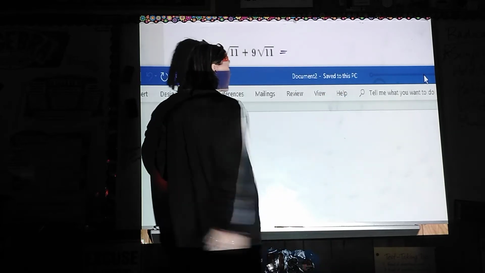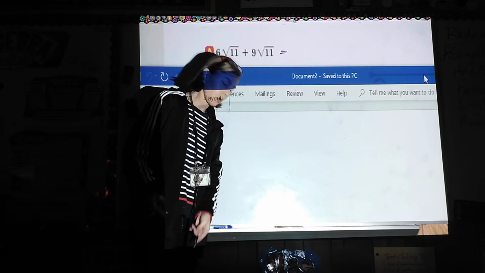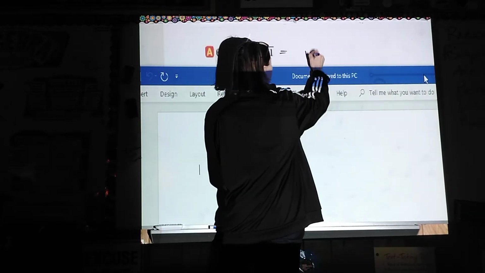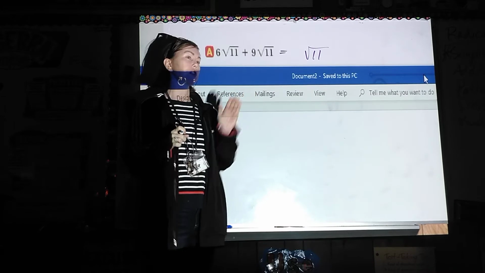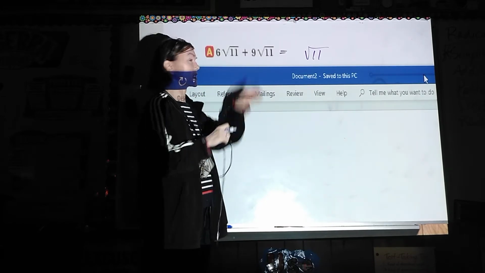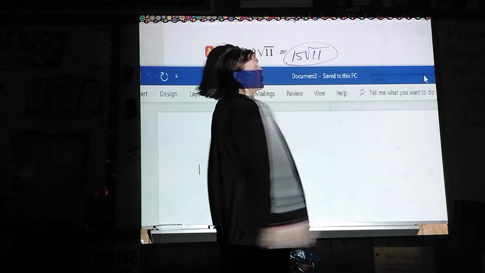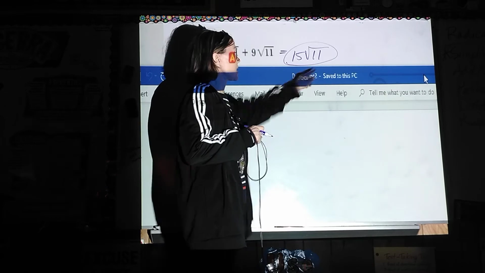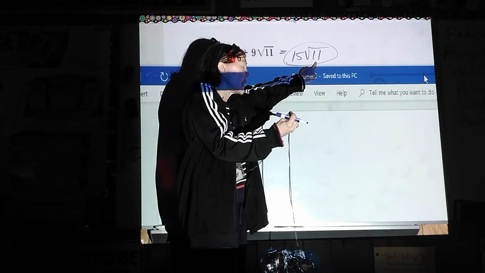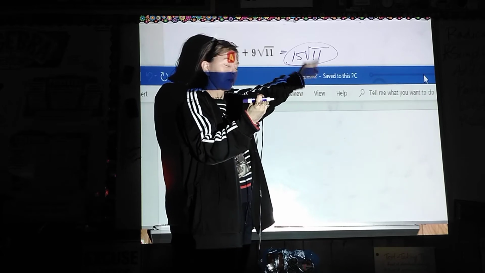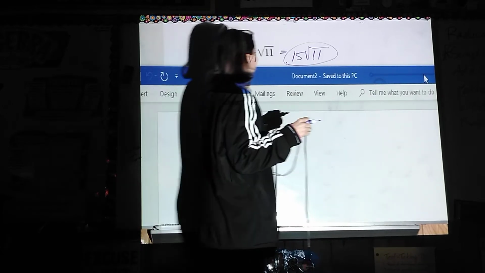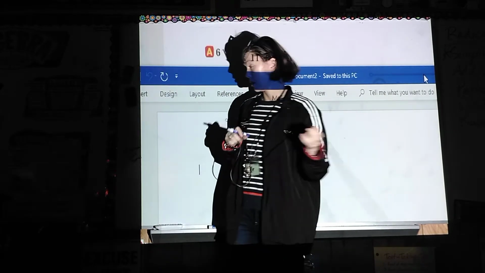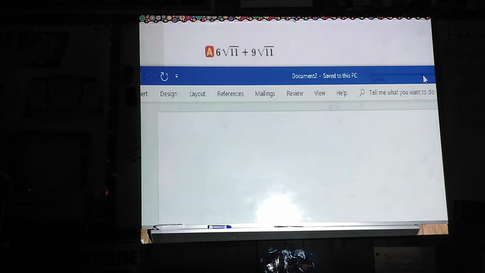There we go. So everyone put equals. You already wrote this down. All you have to do: are these exactly the same radical? Yes, they are. So you're going to bring over radical 11, and then all you have to do is do what's in front of it. 6 plus 9 is 15. Guess what, you guys? We're done. The reason why we're done is because that is as simplified as you can get. Any questions? That's the moral of the story for today, Pokeroonies: you have to make sure they look exactly the same.